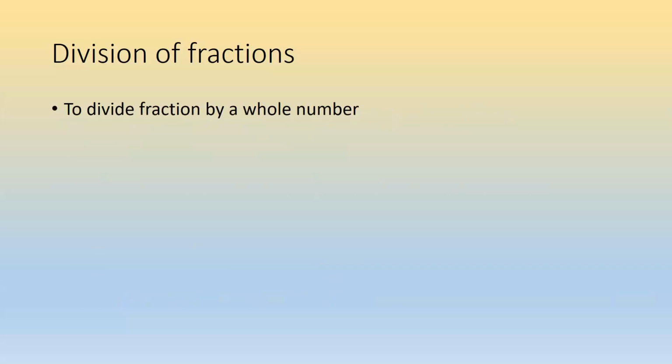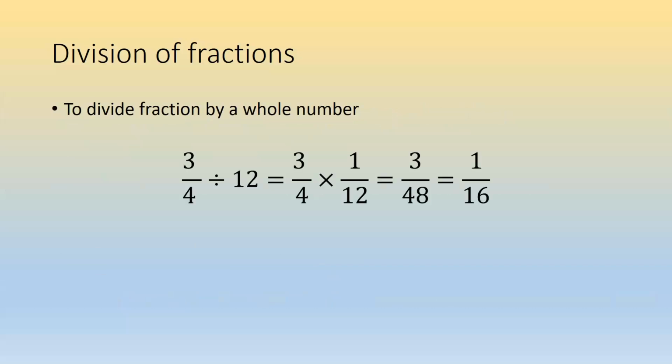Let's move on. If you have to divide a fraction by a whole number, this time your whole number is the second number, where we have the fraction being first. So you maintain your fraction as it is, you change your division sign to multiplication, and then take the reciprocal of your whole number. Remember, I said that the whole number is always divided by one. So when we say reciprocal, the one now comes up. So you have 1 over 12. And 3 times 1 will give us 3 over 48. And 3 will go into 48 sixteen times. So you have 1 over 16 as your answer.